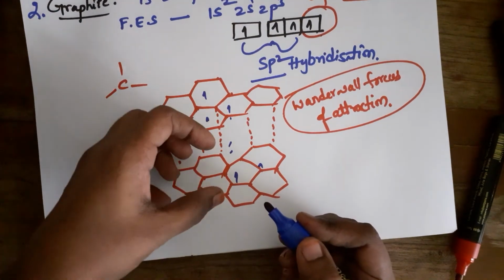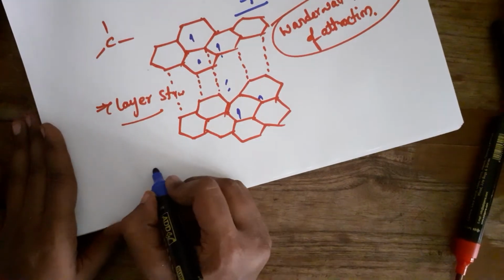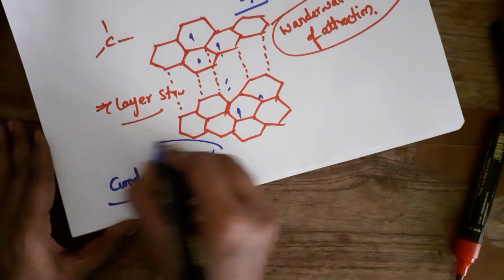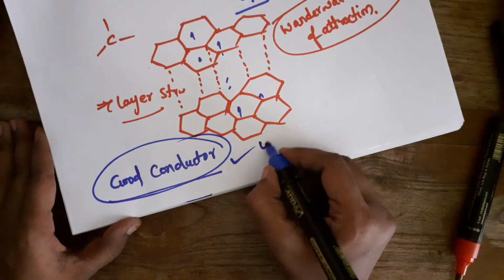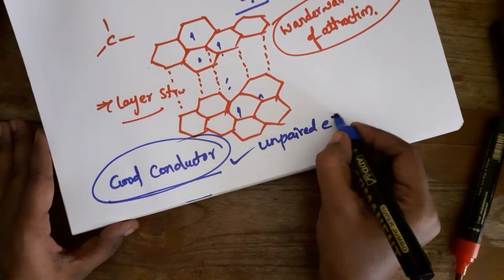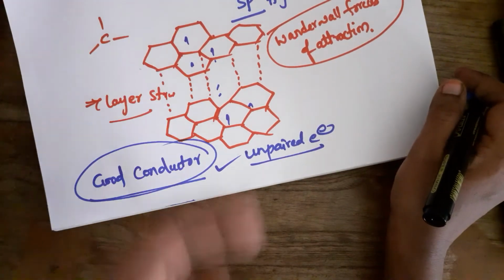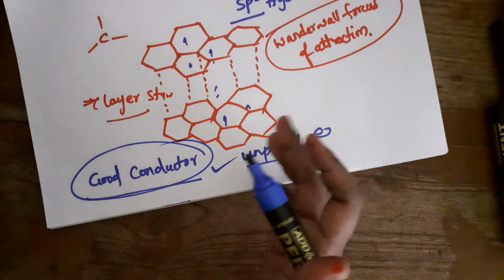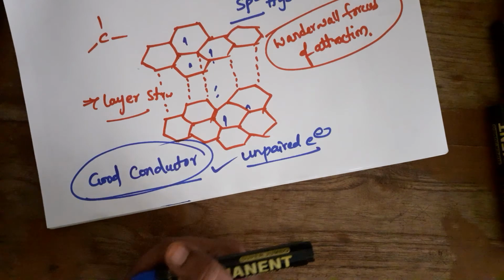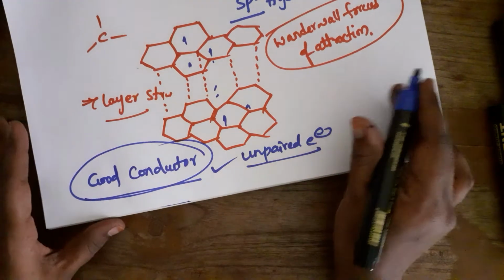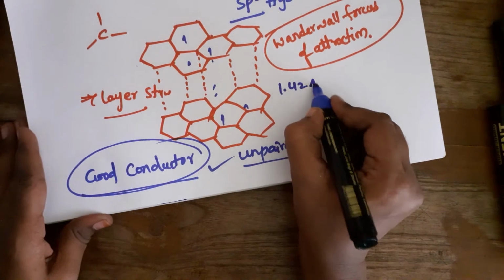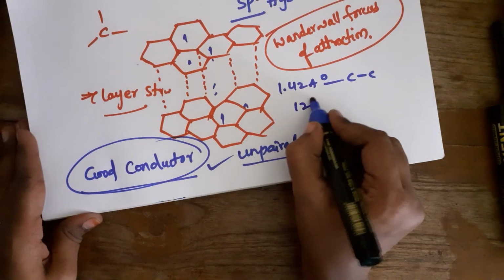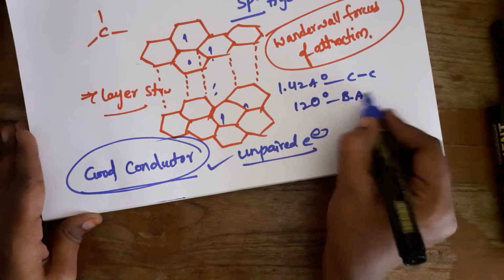It is moving from one place to another, so it is passing electricity. That's why it is a good conductor of electricity, due to the presence of one unpaired electron. This unpaired electron can jump from one layer to another layer. The carbon-carbon distance here is 1.42 angstrom and the bond angle is 120 degrees.